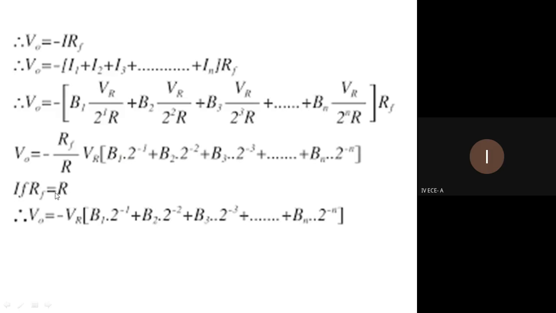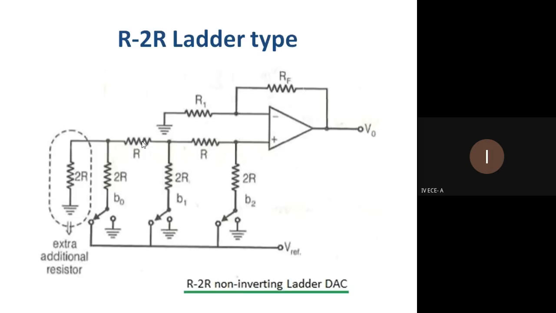If RF is equal to R, if we consider the feedback resistance value equal to the input resistance value R, finally we get the output voltage VO is equal to minus VR into B1 into 2 power minus 1, B2 into 2 power minus 2, B3 into 2 power minus 3, plus so on up to Bn into 2 power minus n. Here B1, B2, B3 represent the digital bit values 1 and 0. Right. So this is the second type, R2R ladder type.